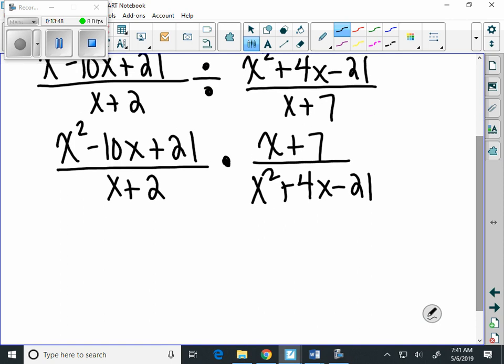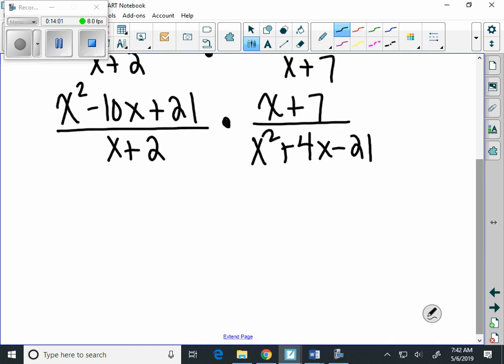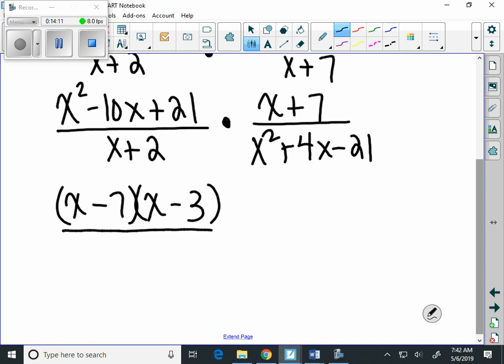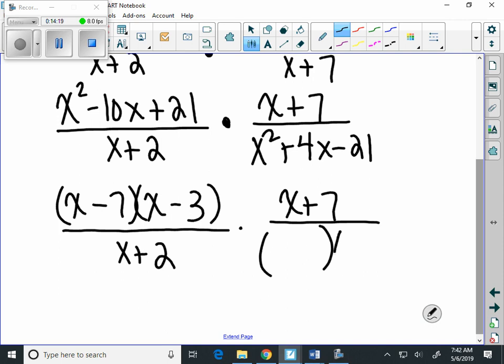It's a multiplication problem now, which we have previously done, where we're going to multiply the tops of the fractions together. We're going to multiply the bottoms of the fraction together, and then we're going to cancel. But before we multiply them, let's factor. So we factor. You can split the middle if you need to. So we're going to get x minus 7 times x minus 3. Still divided by our x plus 2. And over here, we've got x plus 7, and when we factor, x plus 7 times x minus 3.